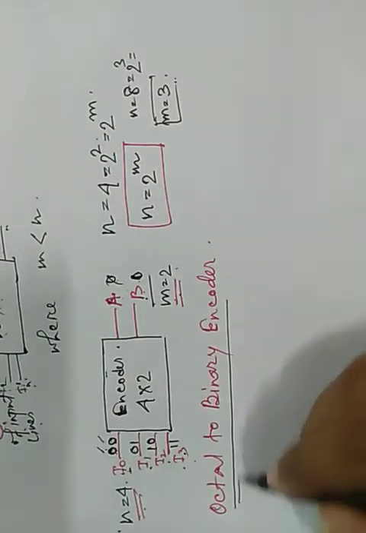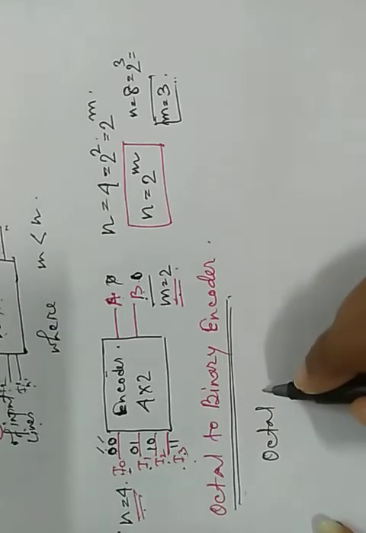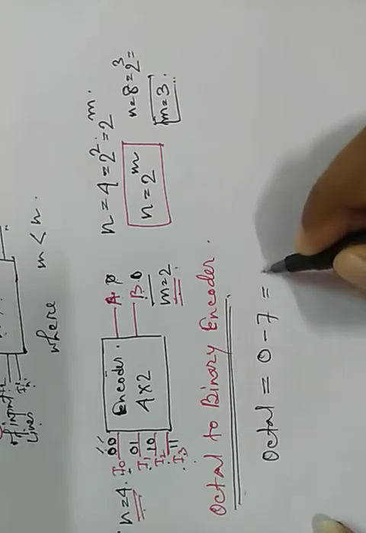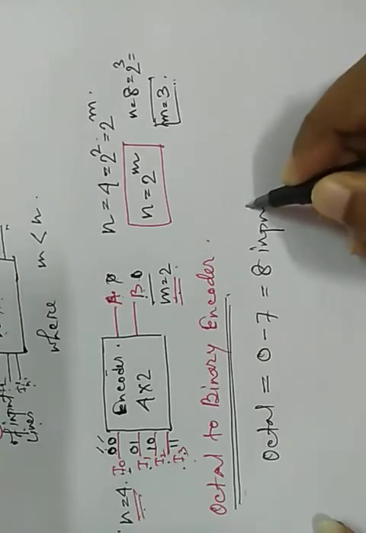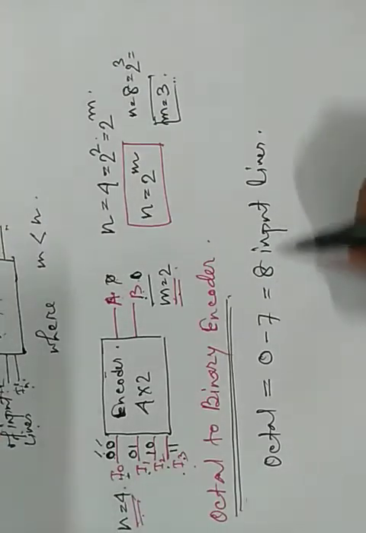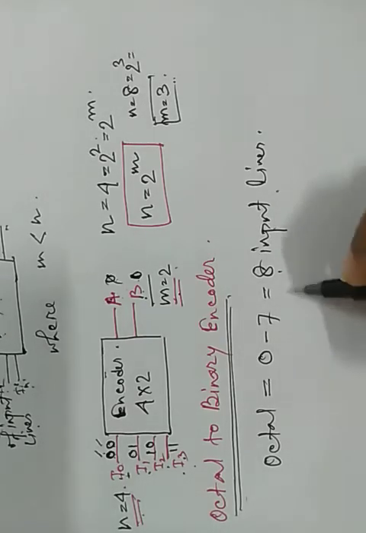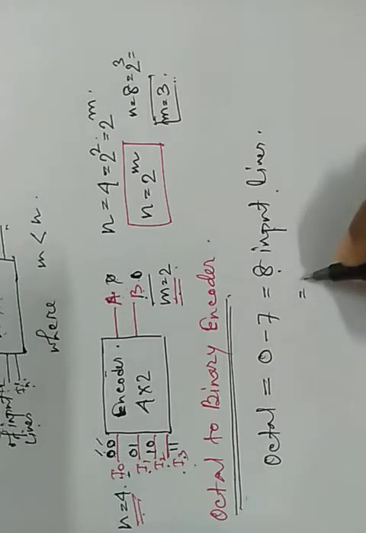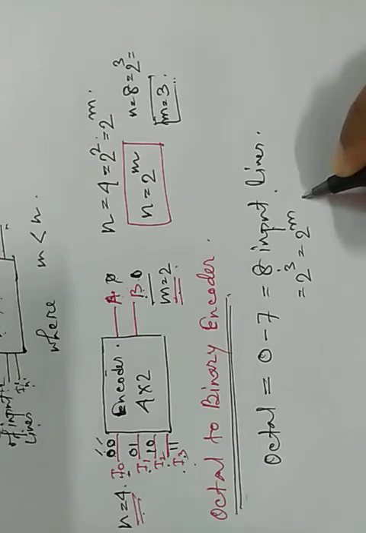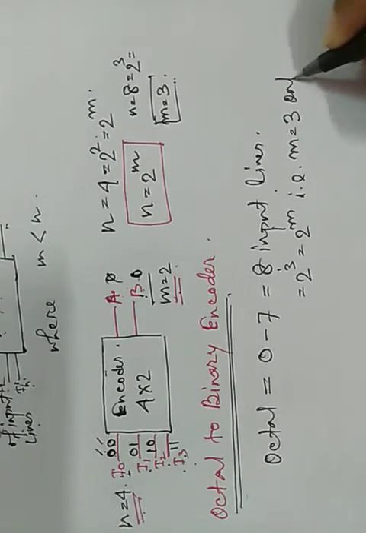Octal to binary encoder. So in the octal number system, the values are 0 to 7. That means 8 input lines are there. In order to detect 8 input lines, how many output lines do we get? 2 to the power 3 equals 2 to the power m, that is m equals 3 output lines.